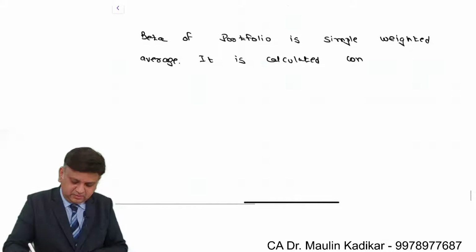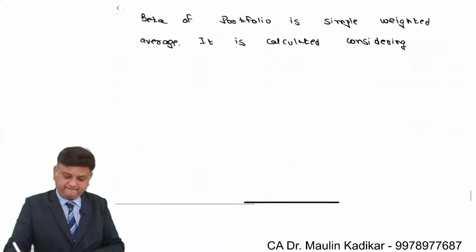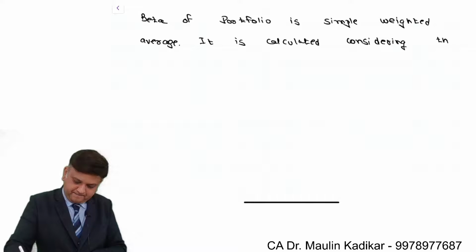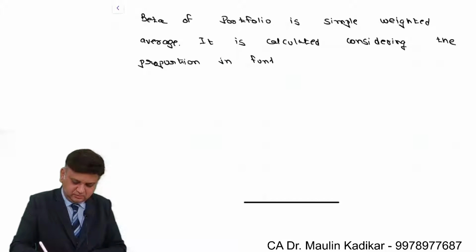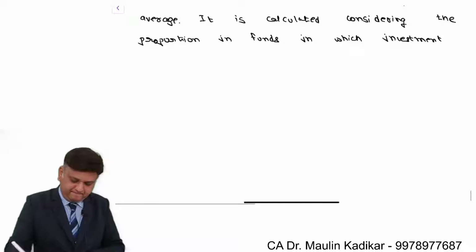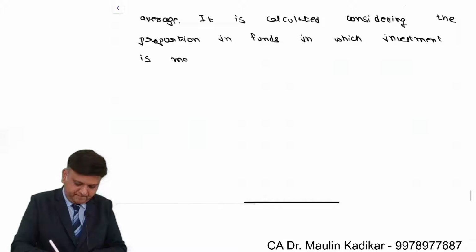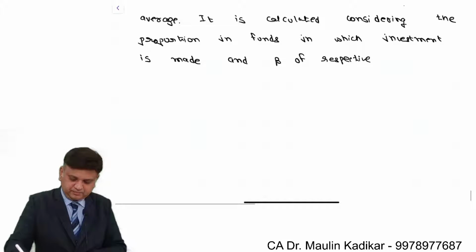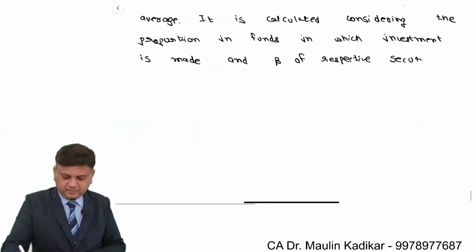It is calculated considering the proportion of funds in which investment is made and beta of a respective security.